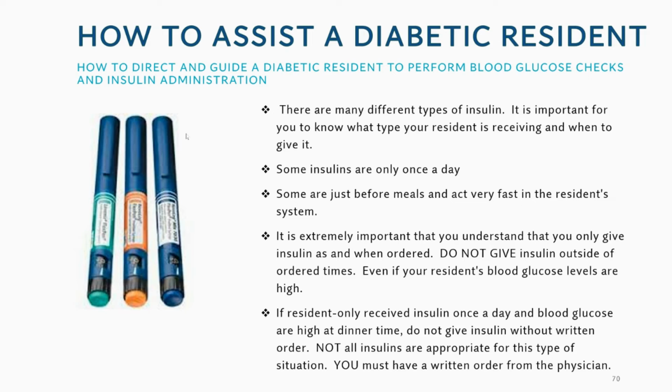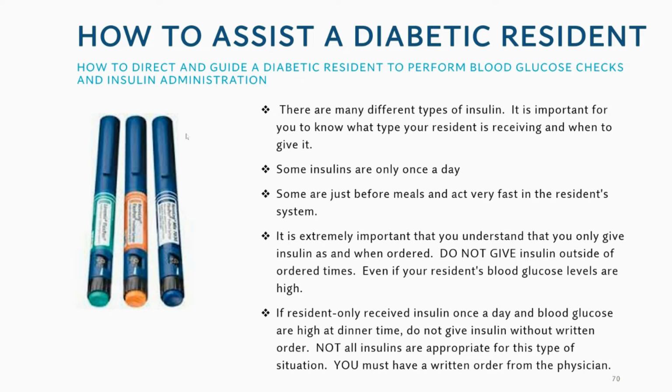It is extremely important that you understand that you only give insulins as ordered and when ordered, and that you do not give them outside of these ordered times. Even if your resident's glucose levels are high, I cannot express this enough. Do not go on your own and decide to give something because you think you're helping, because you could be causing harm. If a resident only receives insulin once a day and glucoses are higher at dinner time, do not give without a written order.